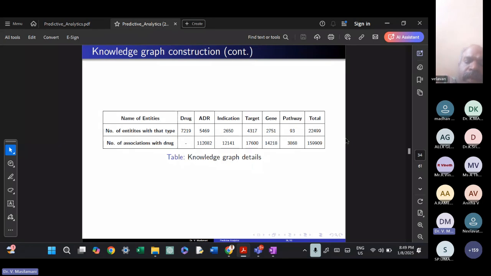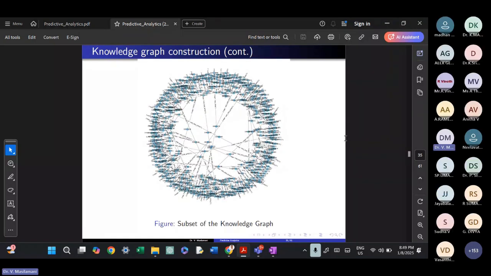So the summary is that the knowledge graph is built from the data available in the database. And this is just a schematic representation of a knowledge graph. Every blue circular disk, right, represents a node. That node may be representing a drug or ADR or pathway and so on. And the edge connecting two nodes means that there is an association between those two nodes.